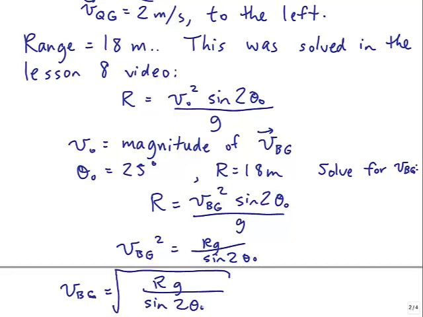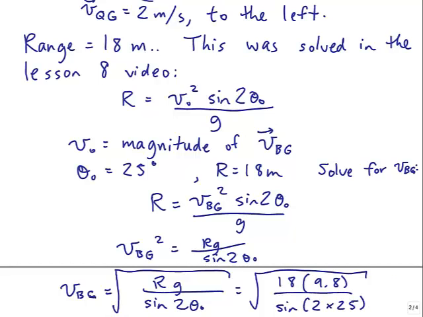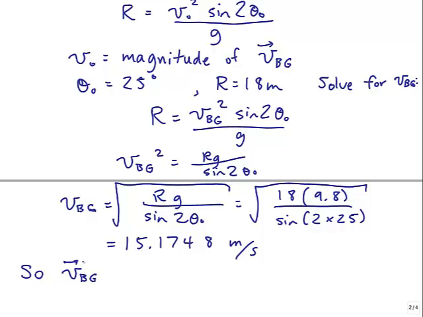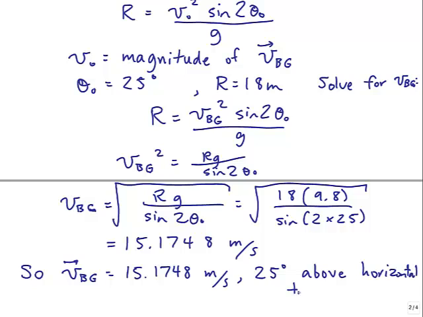Plugging in the numbers, it's the square root of 18 times 9.8 over sine of 2 times 25. Plugging that into my calculator, I got 15.1748 meters per second. Okay, so vBG is 15.1748 meters per second, 25 degrees above the horizontal to the right.